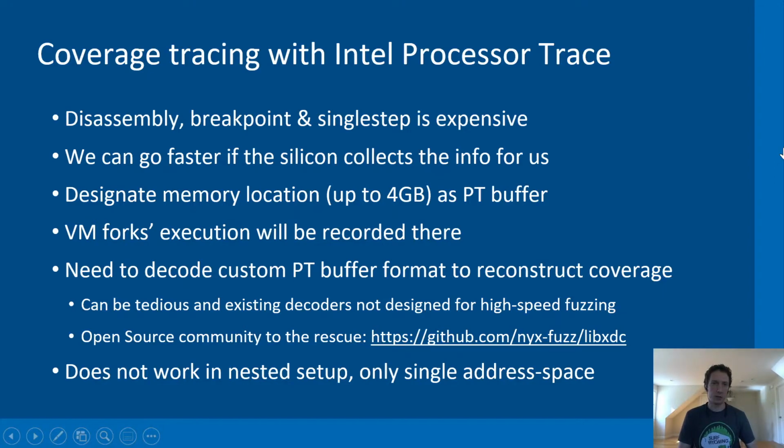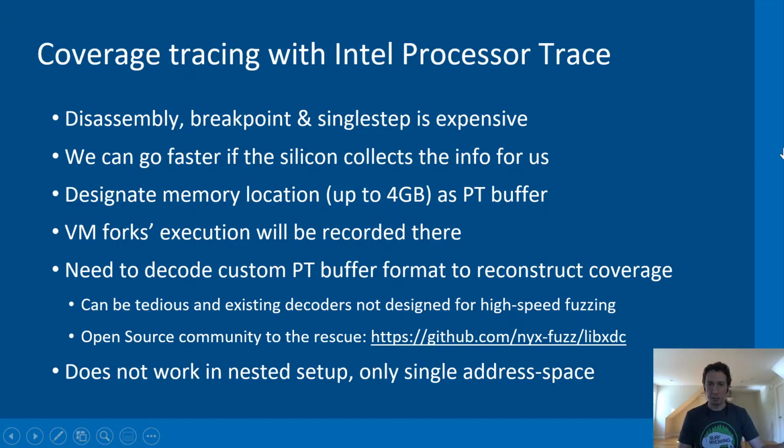The way Processor Trace works is that you designate a memory location up to 4 gigabytes in length to use as the processor trace buffer, and then the processor itself will record the information for when that VM was executing. The format of that buffer is quite clever. It is very smartly packed, but that also means that to reconstruct the coverage information, we need to parse this buffer, and the existing parser libraries that were available were not really designed for fast decoding, which would also limit the fuzzing speed we could achieve.